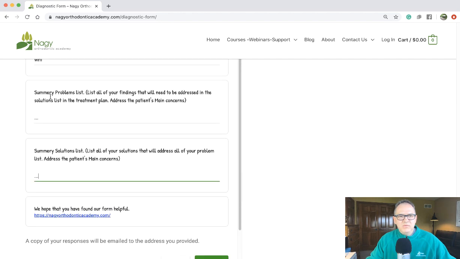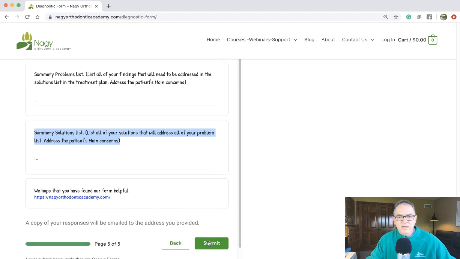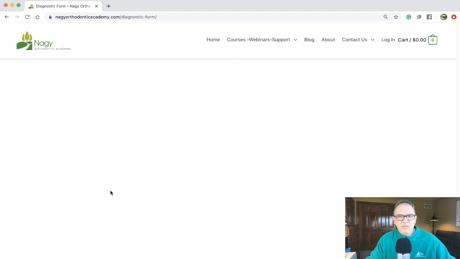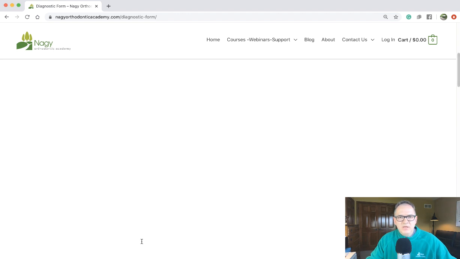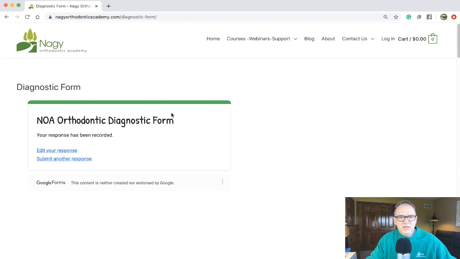Like I said, don't forget to put in the summary of the problem list here, and a summary of the solution list here. Or you can leave it blank and fill it in later by hand, and you simply click send, and it's going to email you this form. You can find this form in the footnote section of our website. Once you hit submit, it gets emailed to you and you have a copy of it.